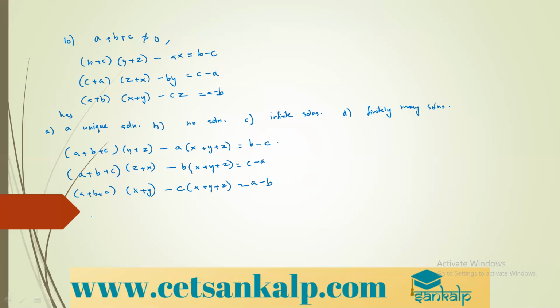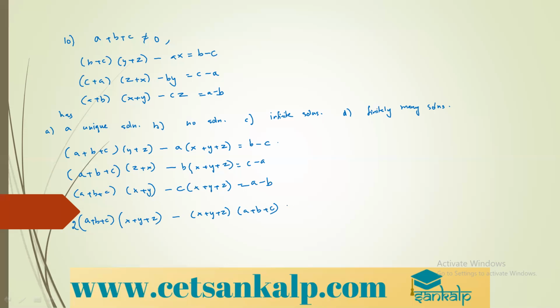Adding in the sense, I will add all. So if I take a plus b plus c common while adding, what I will get is 2x, 2y, 2z. So I'm taking 2 out. Then here also I am taking x plus y plus z common. So what I will have is a plus b plus c.